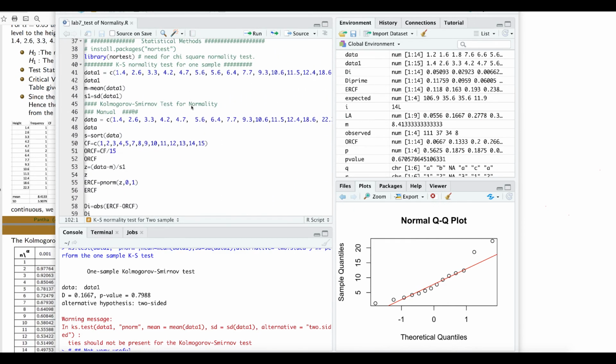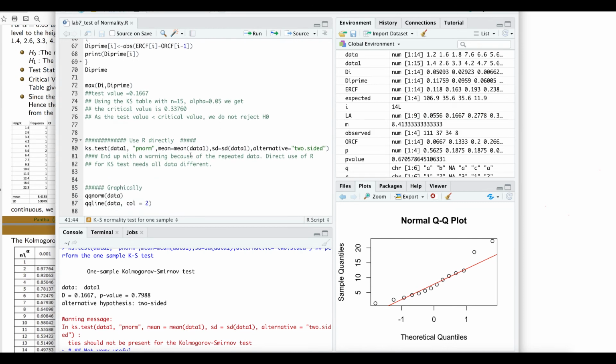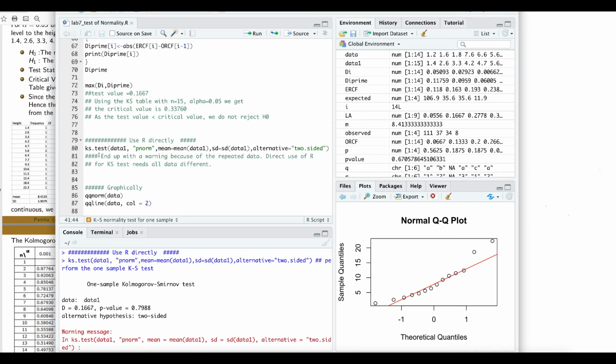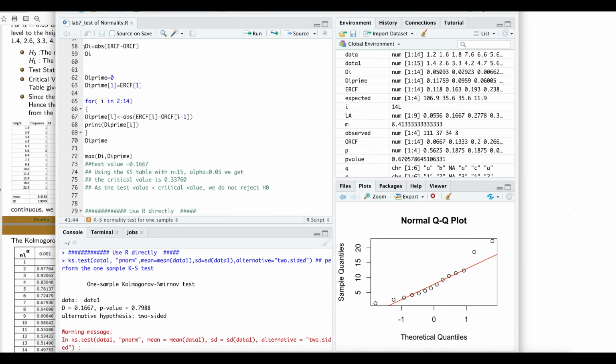Since our data here, the 5.6, was repeated, using ks.test directly shows a warning sign. That means we should not use the direct method for the ks.test in R if the data values are repeated. But you are perfectly fine to use this manual method for the Kolmogorov-Smirnov test for normality.